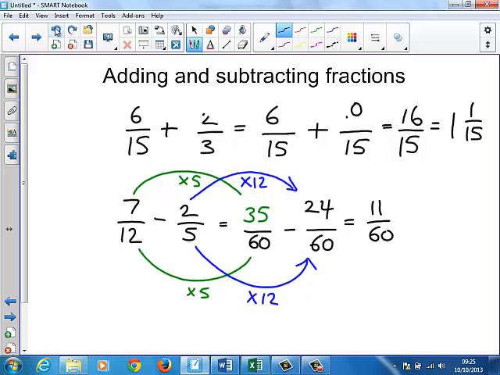And again, we just need to check to see if that fraction simplifies. In this case, it doesn't, because 11 is a prime number, so we know that we can't divide that by anything. So we can leave it as that. So that's the answer to that one.